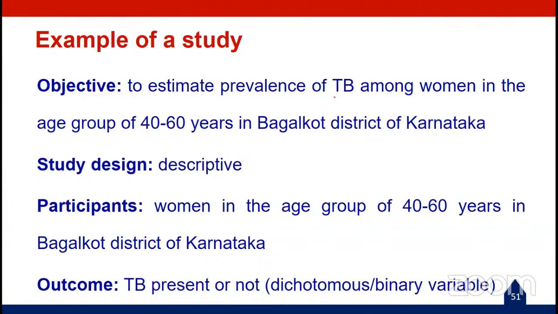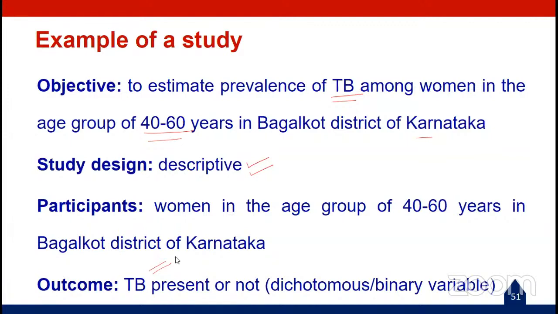To estimate the prevalence of TB among women in the age group of 40 to 60 years in the Bagalkot district of Karnataka. Study design: descriptive. You need to pay attention here. You can see that here the outcome is categorical. Specifically, it is dichotomous, yes or no: TB present, TB absent. In our previous example, our outcome was continuous, it was weight, whereas here the outcome is binary, yes or no.